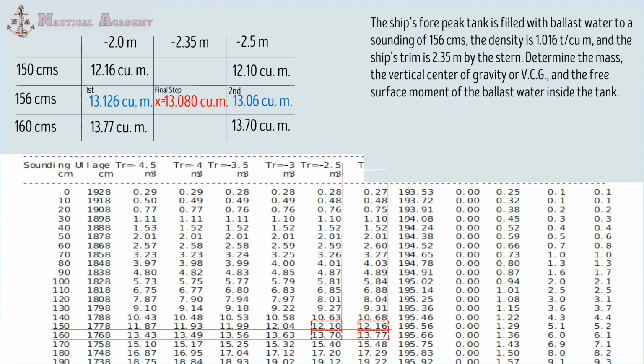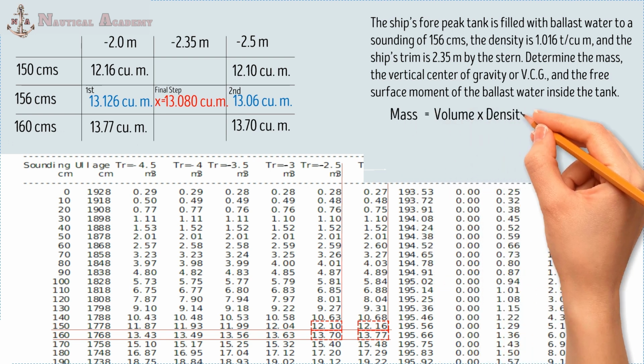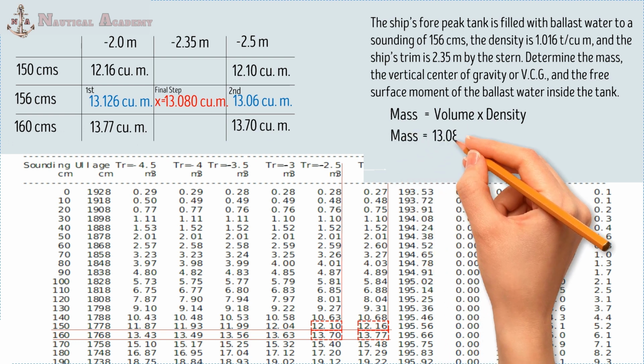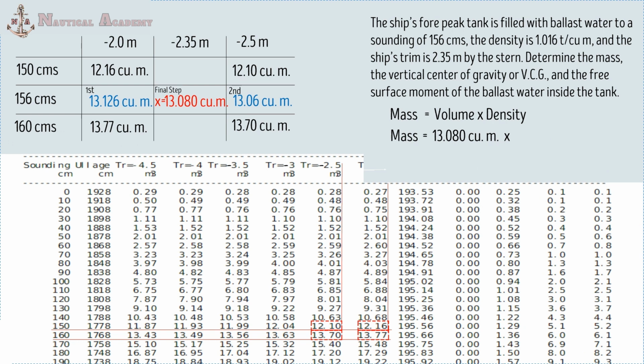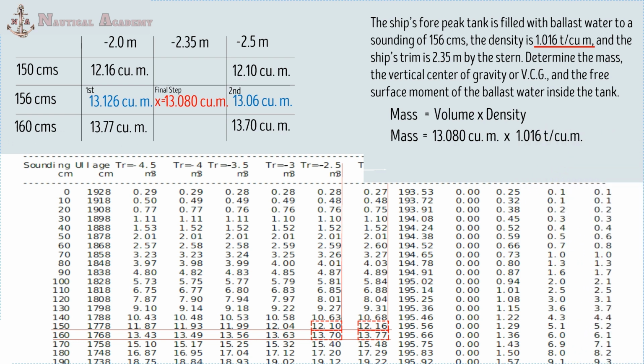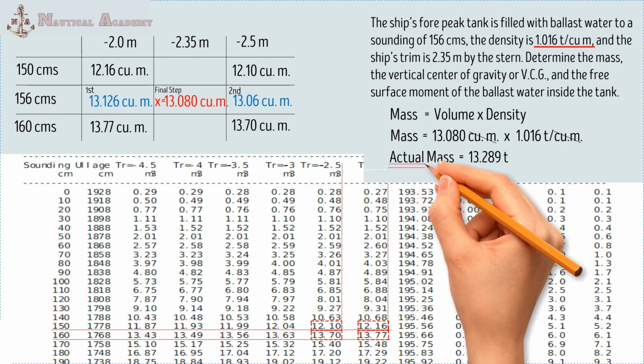Since this is just a volume, we need to find the mass of the ballast water. And the formula is mass is equal to volume times density. So mass is equal to volume, which is 13.080 cubic meter, times the density of the ballast water inside the forepeak tank, which is 1.016 tons per cubic meter. Cancel the unit cubic meter. The actual mass is 13.289 tons.